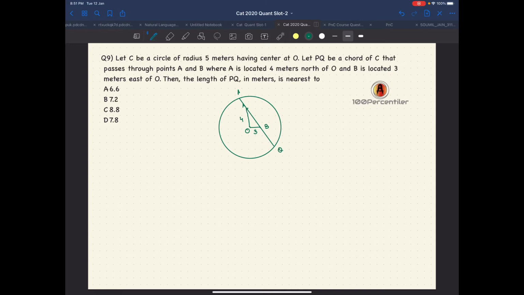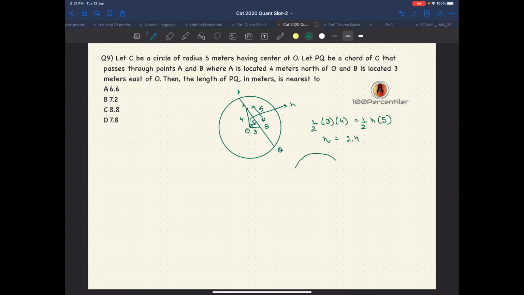So for the length of the chord, if we know the perpendicular distance of the chord from the center, we would know the length. So first we will calculate the perpendicular distance of the chord from the center. So let this be equal to h. Now this base is 5 using Pythagoras. Therefore area of the triangle, which is half into 3 into 4, should be equal to half into h into 5. Therefore h is 12/5, which is 2.4.